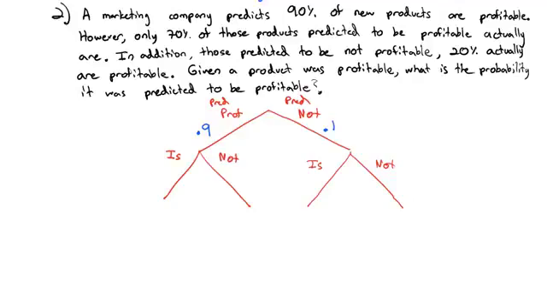We are told 70% of those that are predicted to be profitable actually are. So if I go down that they're predicted to be profitable, they actually are. 70% are, and the rest, 30%, are not. Of those that were predicted to be not profitable, going down the not line, 20% actually are. So 20% is on the right side, and the rest, 80%, are not.